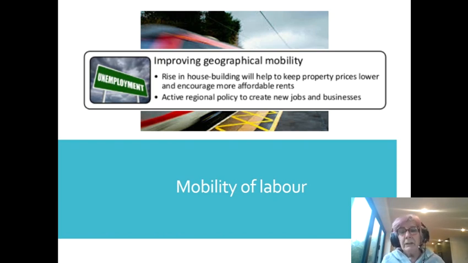Currently in the UK, it's very difficult for people to move from the north of England, where there are not so many jobs, to the south of England, where there are more jobs. It's difficult because house prices in the south of England are very expensive. So you need to make it possible for people to move around, but you also need to have active regional policy to create new jobs in the places where some jobs may have disappeared.